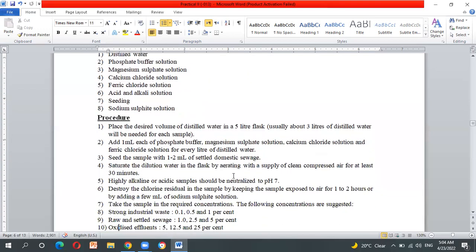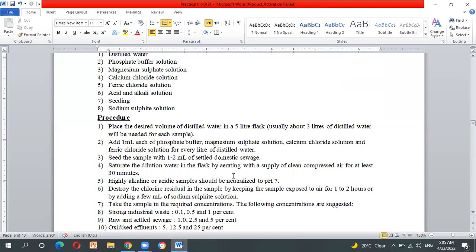And the procedure of this practical is to place the desired volume of distilled water in a 5-liter flask. Usually about 3 liters of distilled water will be needed for each sample. Add 1 milliliter each of phosphate buffer, magnesium sulfate solution, calcium chloride solution, and ferric chloride solution for every liter of distilled water. Seed the sample with 1 to 2 milliliter of settled domestic sewage. Saturate the dilution water in the flask by aerating with a supply of clean compressed air for at least 30 minutes.